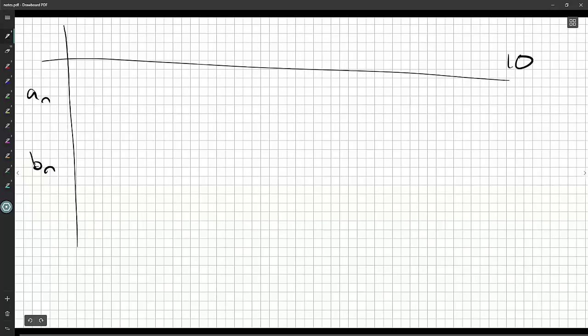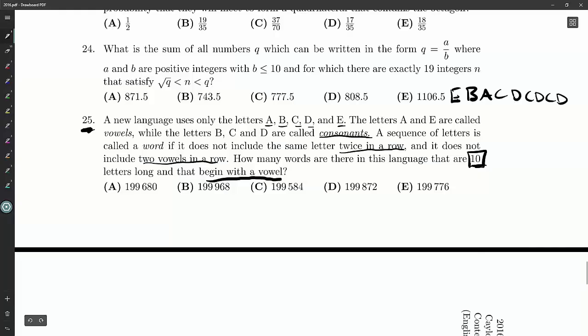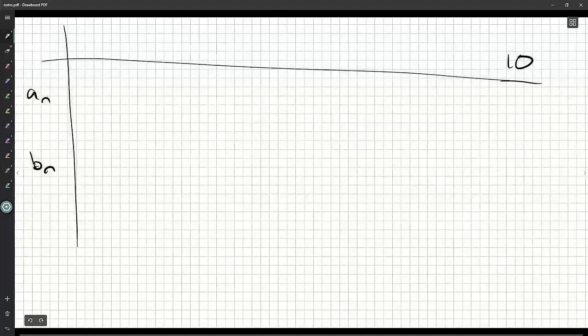And then when we get to the end with 10, we'll just remember the number AN is the number of words that start with an A, but it also counts the same number of words that start with E. So we'll just double it for the final answer, because if I recall correctly, they wanted words that begin with a vowel. Okay. So there we go.